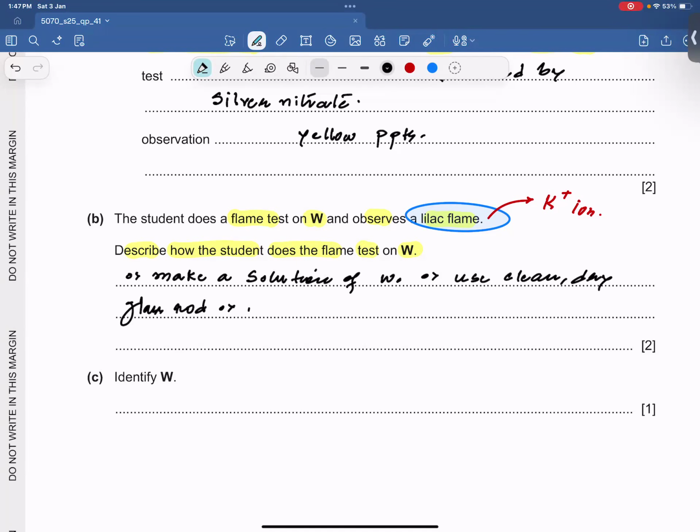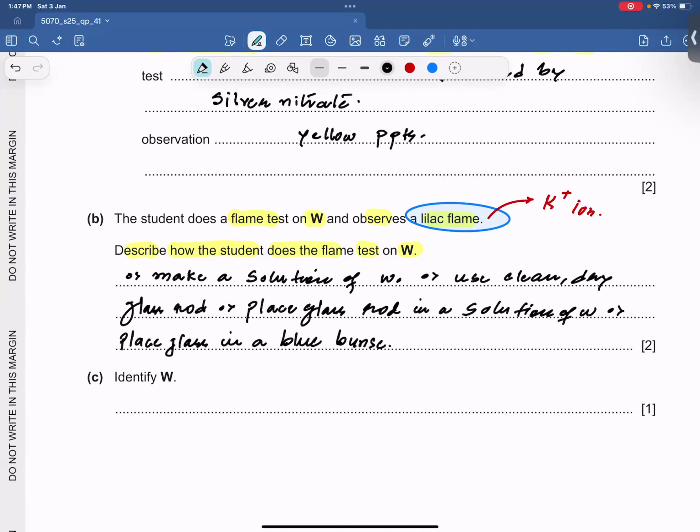Next, place the glass rod in a solution of W. Place the glass rod in a blue Bunsen flame. And the blue Bunsen flame has a high temperature, a lilac color is seen.